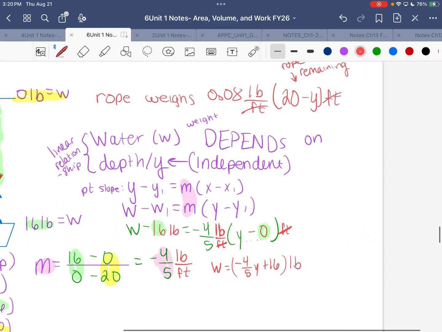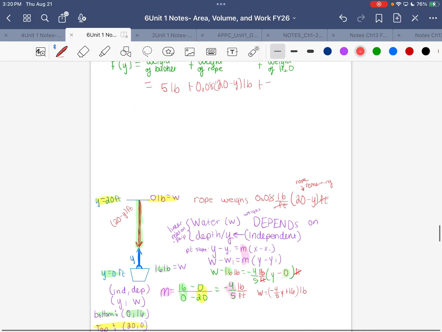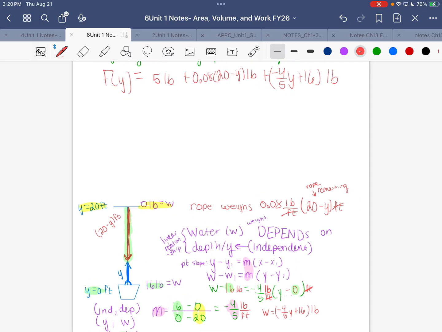Add that into the equation way up here. And now that's our force equation. Obviously this force is varying. What would work be? The integral of that force.